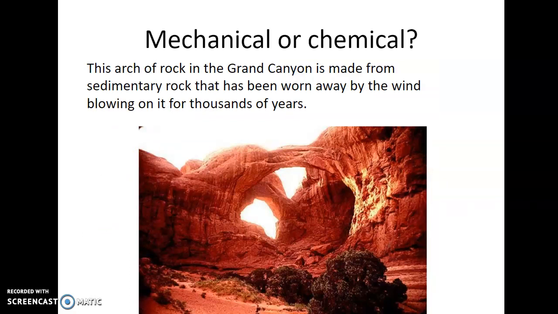What about this? Mechanical or chemical? This arch of rock in the Grand Canyon is made from sedimentary rock that has been worn away by the wind blowing on it for thousands of years. If you said mechanical, that is correct. So the chemical composition of the rock does not change. It really is still the same, there's just one big hole in it.